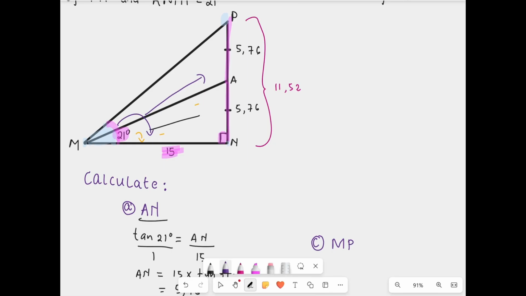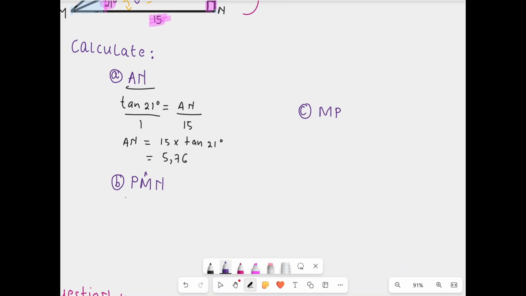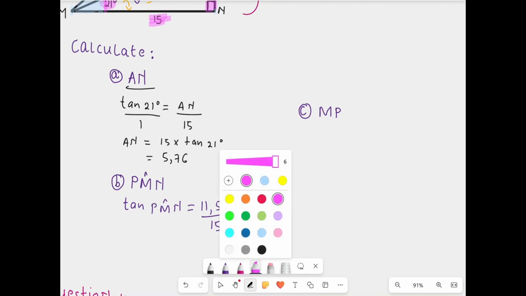So now opposite and adjacent, we can use tangent. So here we are going to say tan of the angle that we are looking for, tan PMN, is equal to opposite. What is my opposite? 11,52 over adjacent. What is my adjacent side? It is 15. Now we are going to look for arctan of these.